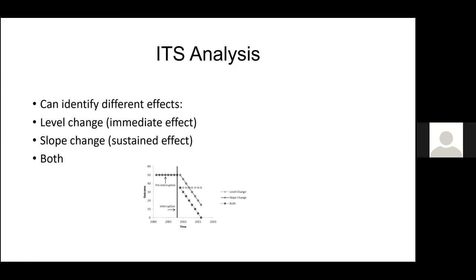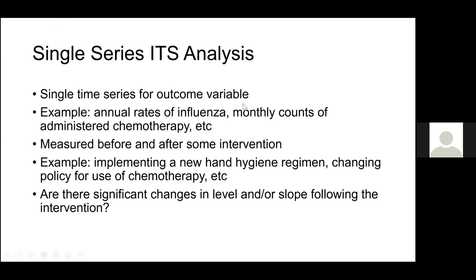So there are lots of examples that you can think about, but let's go on and see what we have, and then see whether your questions will be answered as we go. So there's what we call single series ITS analysis, and to tell you the truth, this is the commonest analysis that we do. Of course, we do others which are not single. So a single time series for some outcome variable could be, for instance, annual rates of influenza, or again annual rates of malaria.